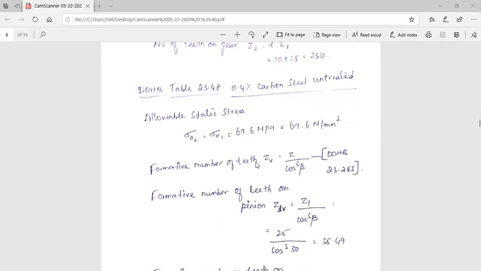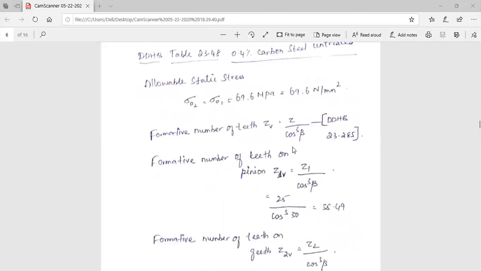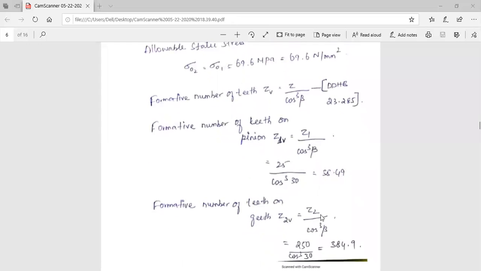Then the formative number of teeth formula. In the data handbook, equation number 23.285, they give the formula for the formative, that is the virtual, number of teeth: ZB is equal to Z divided by cos cube beta. By using this formula, you have to find the virtual number of teeth for the pinion and gear. For the pinion you apply Z1, for the gear you apply Z2.